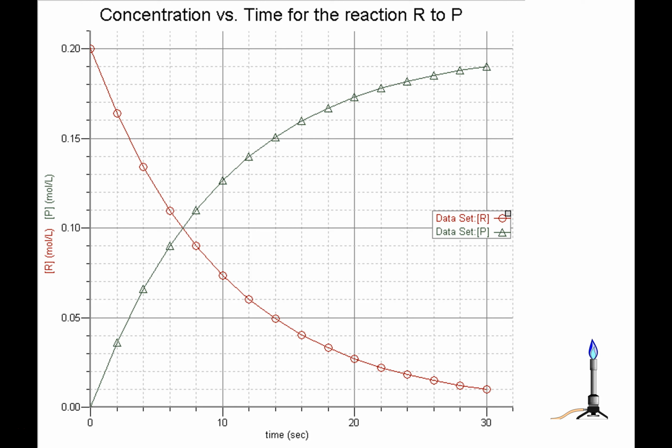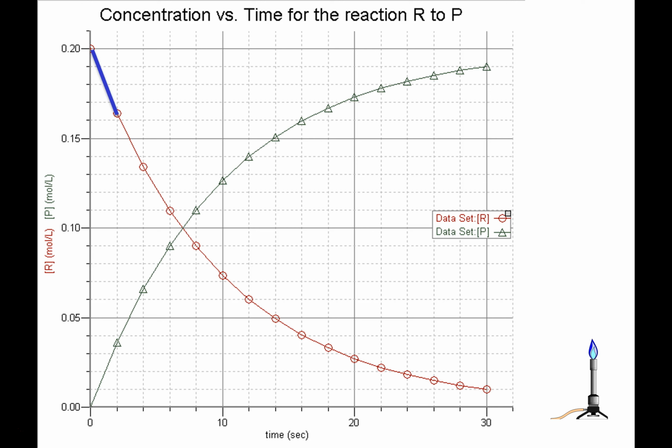So this is maybe what that data would look like. We had through 20 seconds, this is like 30 seconds. The red line is your reactant decreasing. These are molar concentrations, and this is time along the x-axis, molar concentration on the y-axis. And the green is your product increasing.